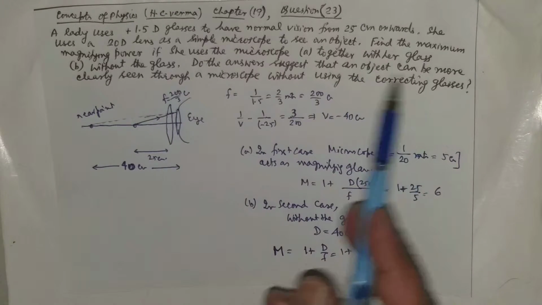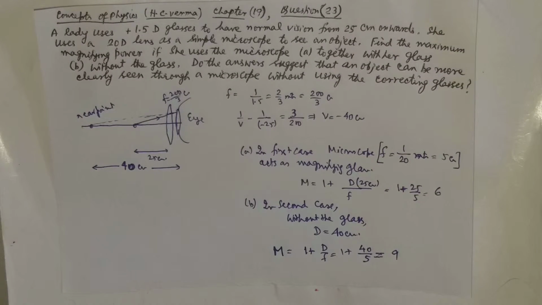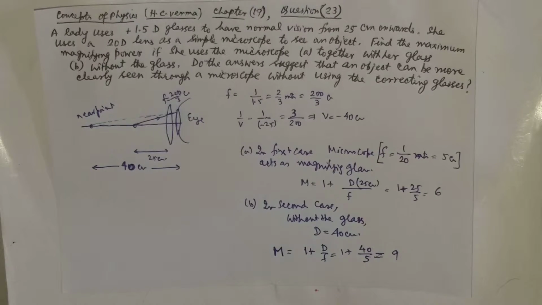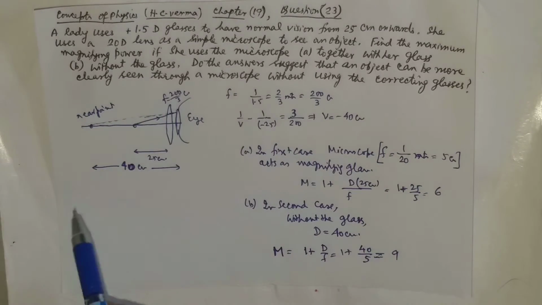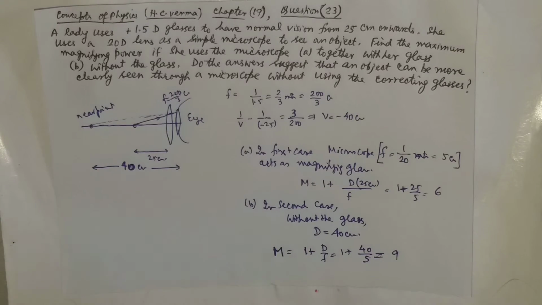Does the answer suggest that an object can be more clearly seen through a microscope without using the correcting glasses? That is, the magnifying power we are getting is 9. Actually what happens is that we will be seeing the magnification, but at a large distance. And at a large distance, the clarity of vision may not be as satisfactory as it was at a smaller distance. So at a large distance it may be subtending a small angle at our eyes. That can be a suitable reasoning for this.